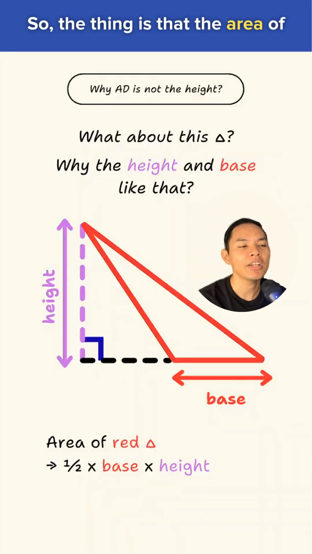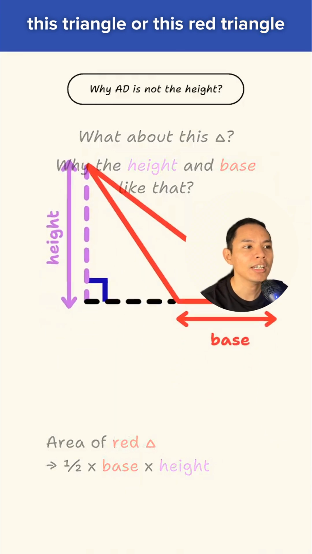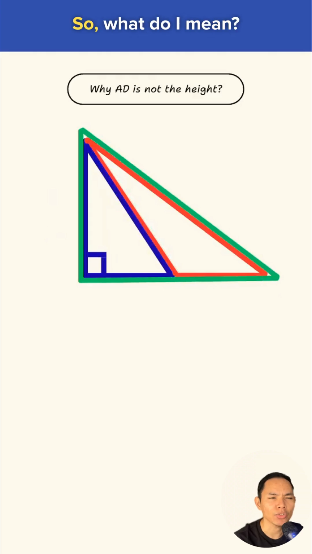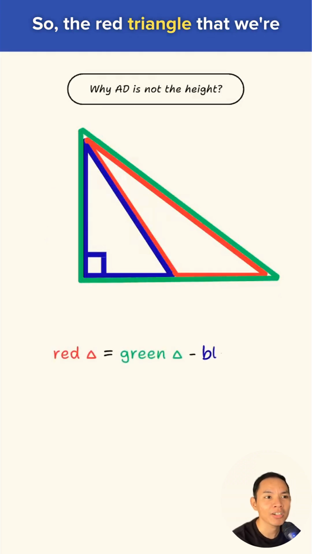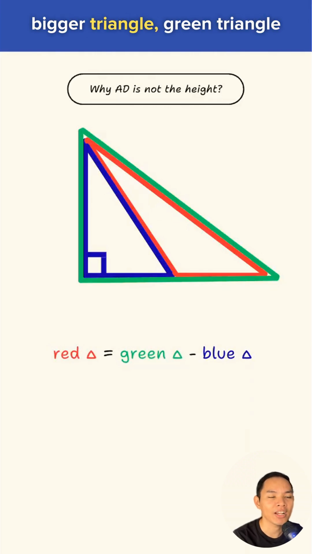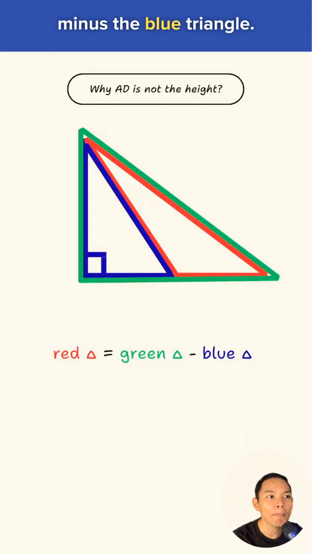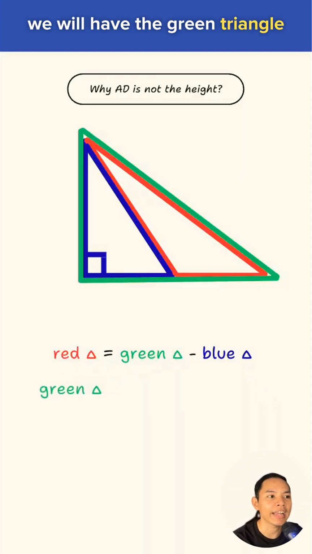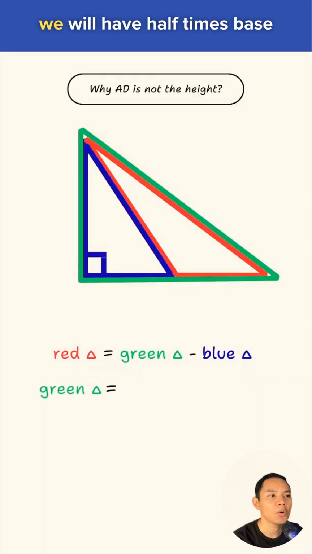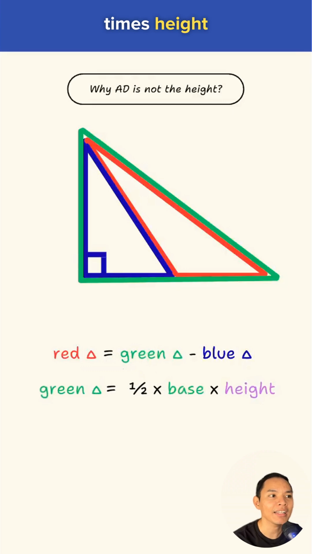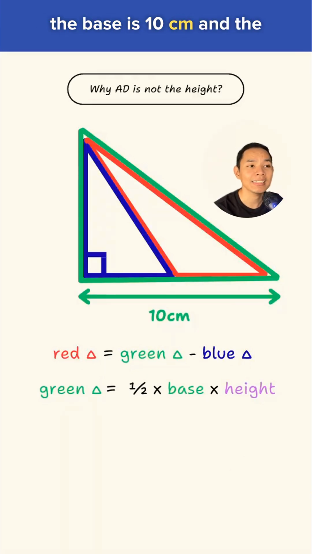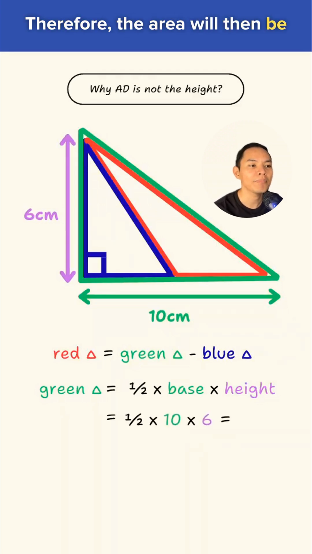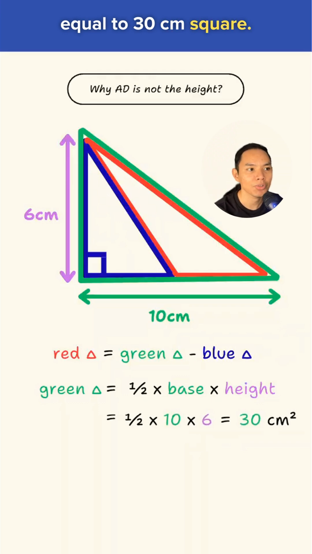The thing is that the area of this red triangle is essentially two triangles in a bigger triangle. What do I mean? The red triangle that we're looking for is essentially the bigger green triangle minus the blue triangle. So in this case, we will have the green triangle, and to calculate the green triangle, we will have half times base times height. Let's say in this example, the base is 10 centimeters and the height is 6 centimeters. Therefore, the area will be equal to 30 centimeters squared.